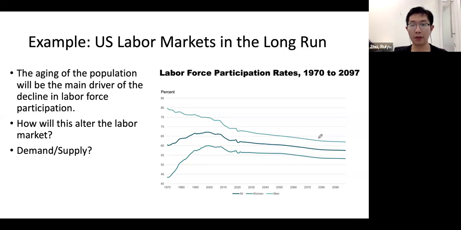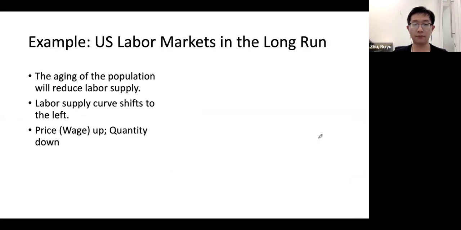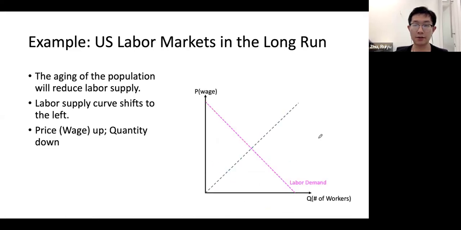Right now, you can pause the video to think about how this will alter the labor market. Is that a demand change or a supply change? And which direction? So that's a supply change, right? Because that will change the number of workers. The aging population will reduce labor supply because fewer people will be working. So we will see a supply shift to the left.